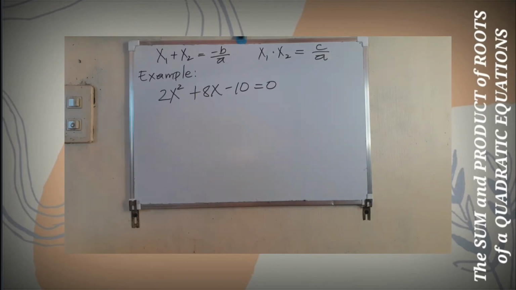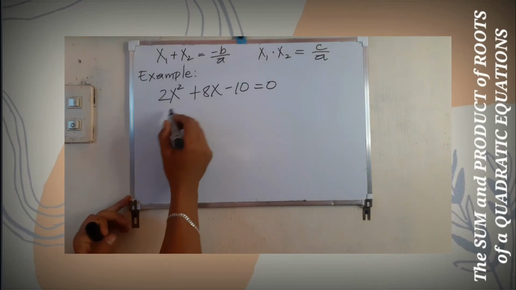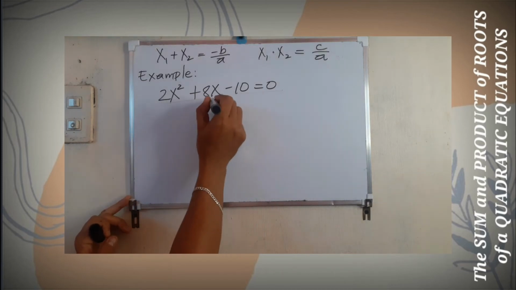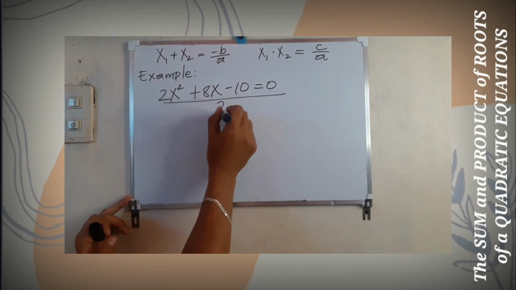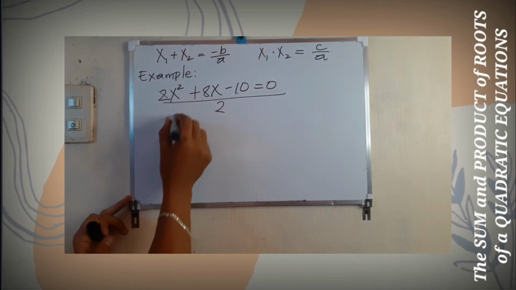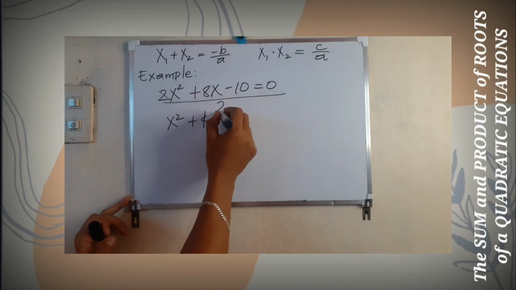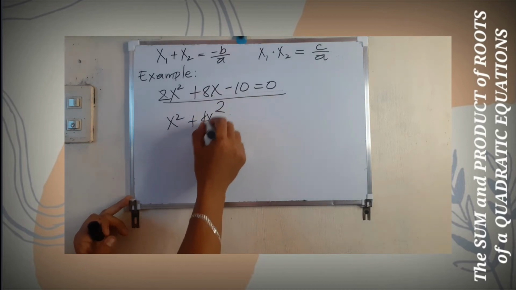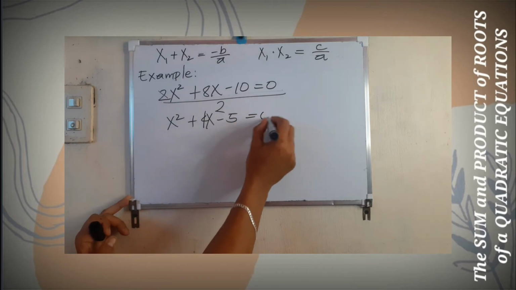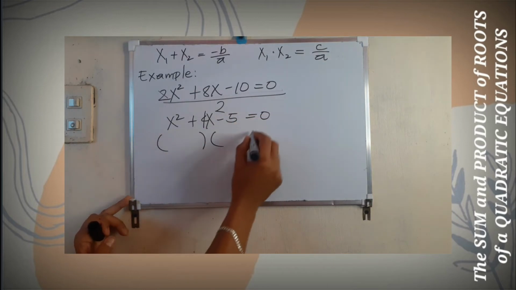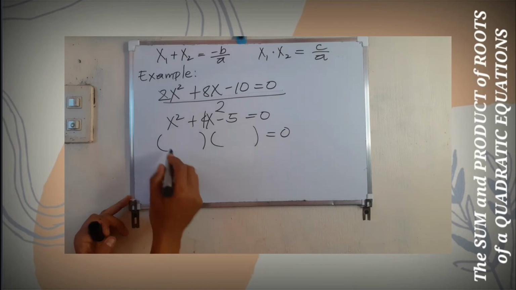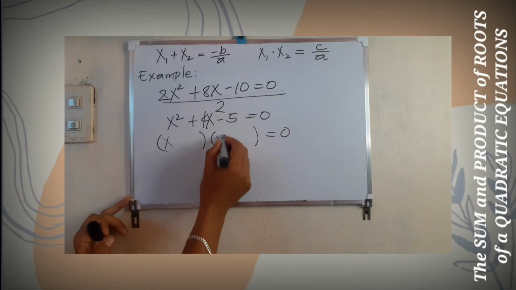Again, let us prove if negative 4 and negative 5 are the sum and product. Let us solve this by factoring. Divide by 2: x squared plus 4x minus 5 equals 0.